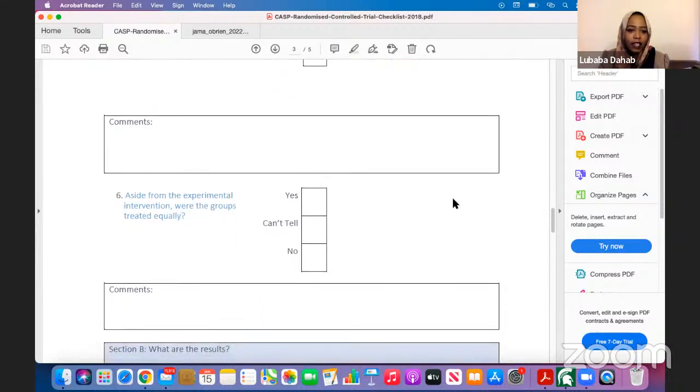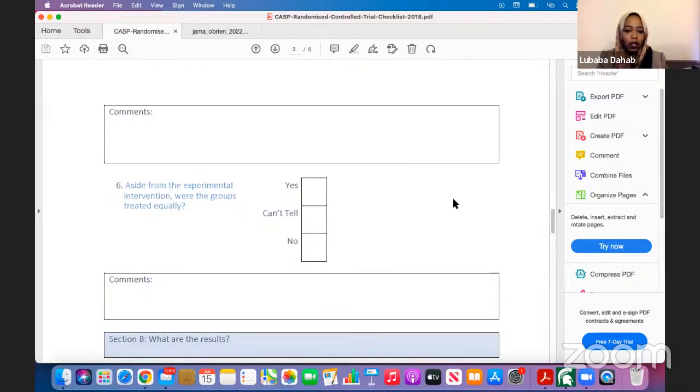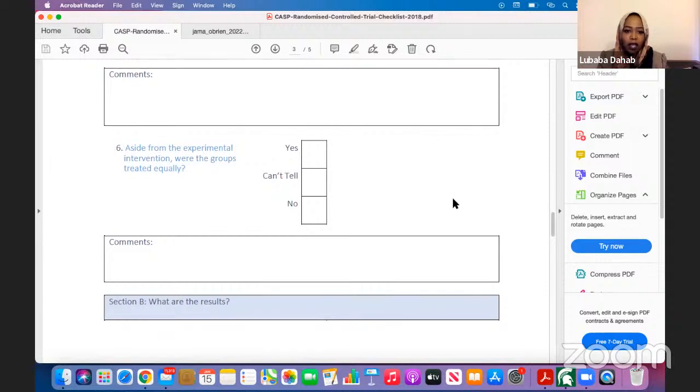Number 6 is, aside from the experimental intervention, were the groups treated equally? They mentioned that they tried to make all of the restrictions and all of the study criteria similar in all of the sites, so I believe we can say yes in this area. For the experimental intervention, they did the blinding and the allocation, all trying to reduce bias as much as possible. So I would say they did the best they can do.